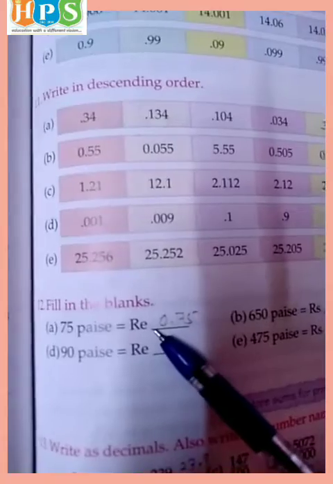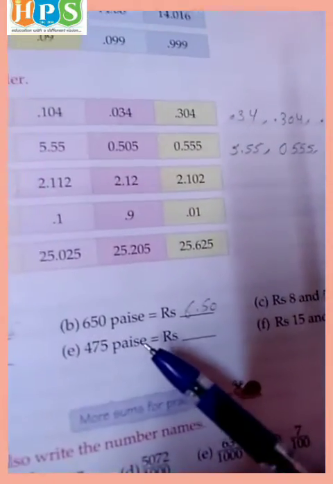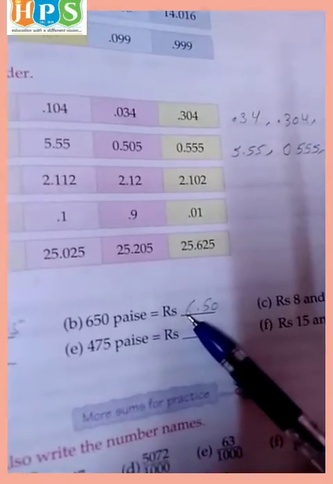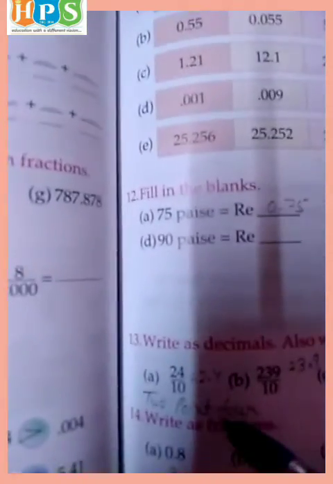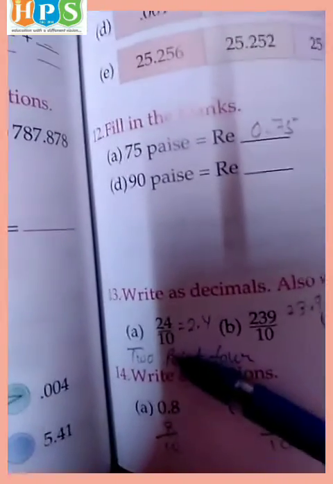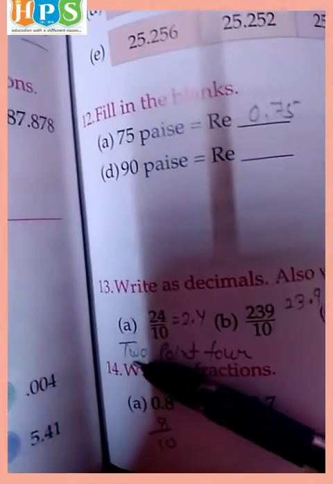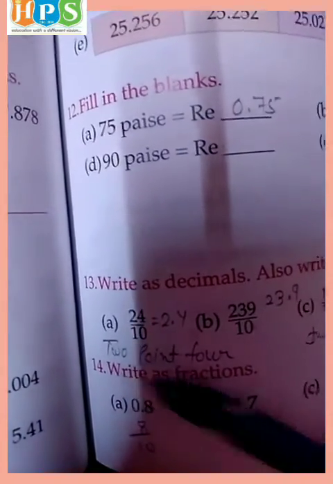75 paise in rupees is equal to 0.75. 650 paise in rupees, 6.50. Write a decimal, also write the number name. 24 upon 10, 2.4, and we write number name 2.4.